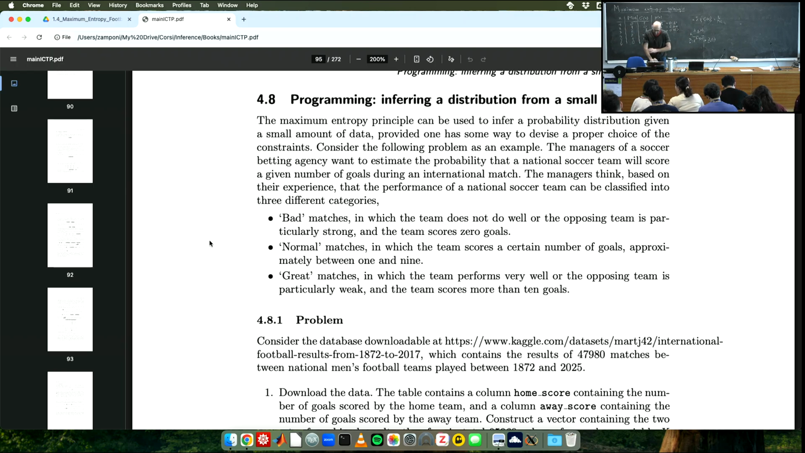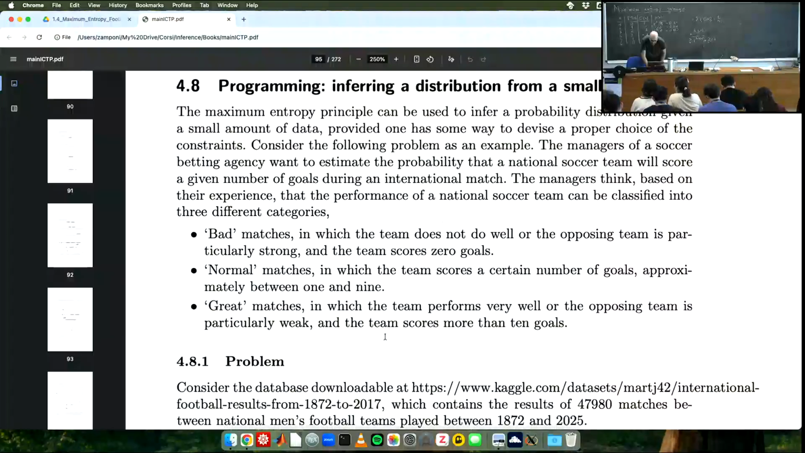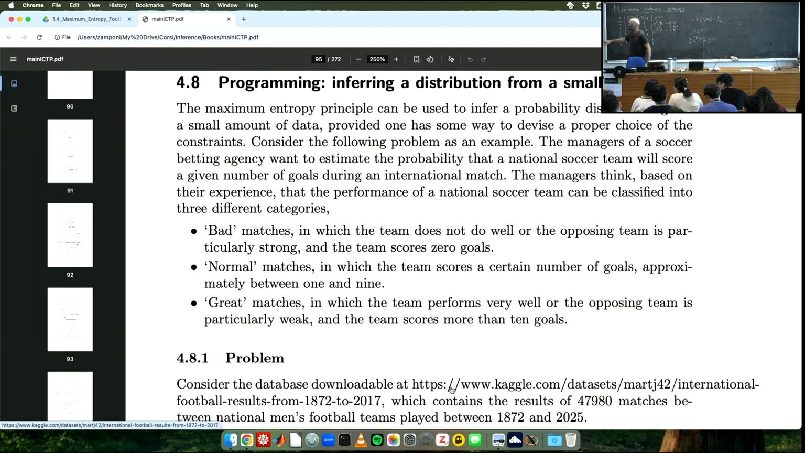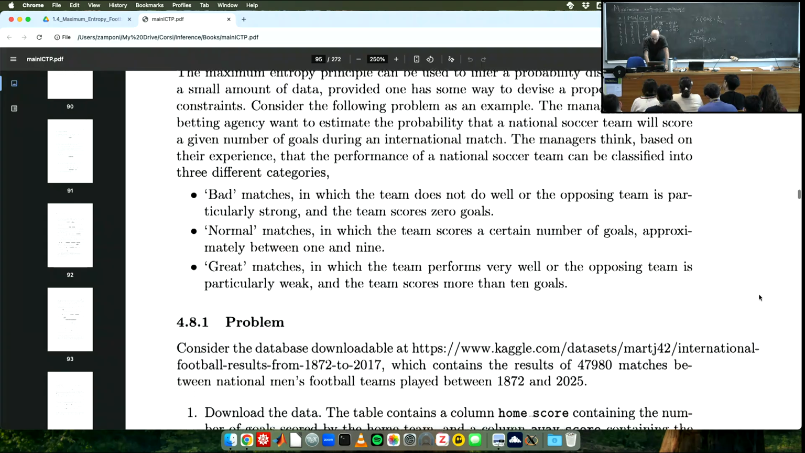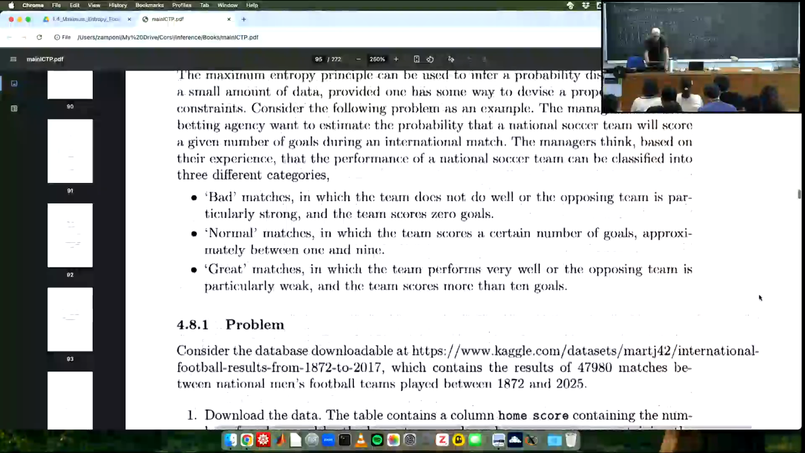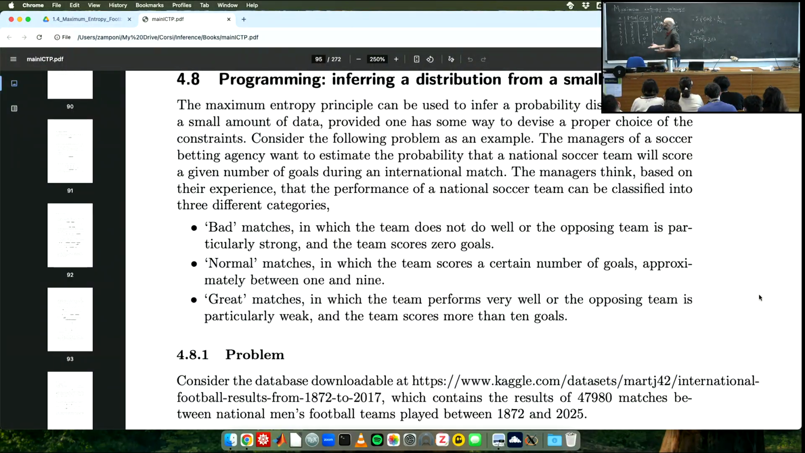So, okay, the data set is a set of results. You can download here from this link the results of international football matches from 1872 to 2017. So you have 50,000 matches, which is a lot, between national men's football teams. The idea is to try to make a model for the results, for how many goals a team will score in a given match.